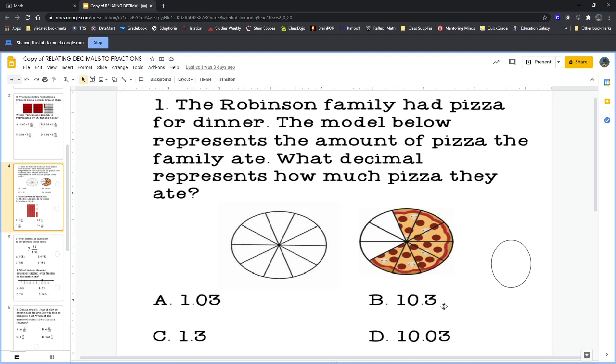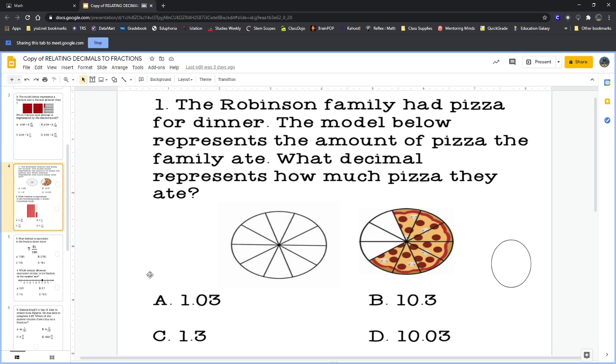I need to pick a decimal that will match with that. We had one whole and 3 pieces out of the 10 pieces we had. I have 1.03, 1.3, 10.3, and 10.03. Who thinks they know what answer choice shows me how much of the pizza they ate? How much of it is gone?